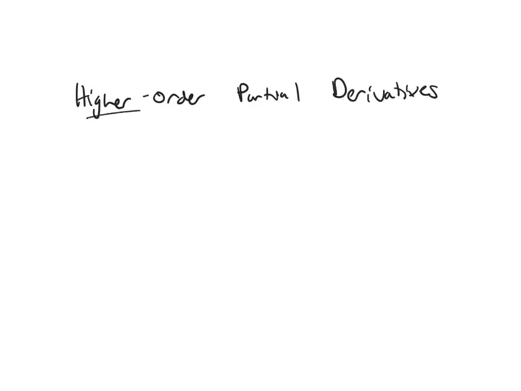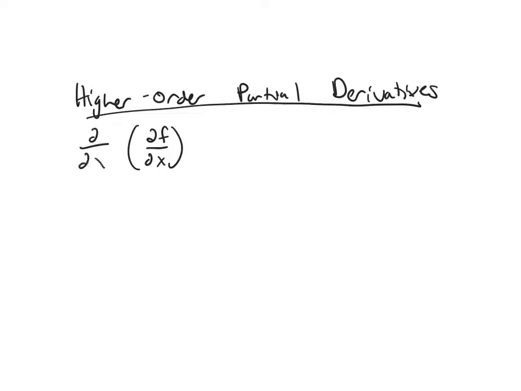So our last video for the week is on higher order partial derivatives. So if you remember back when you had a function of a single variable, you had a first derivative and then you had a second derivative. So you can kind of ask, how do second partial derivatives work? Well, you're taking the partial derivative of f with respect to x, and then you can take the partial derivative again of that with respect to x.